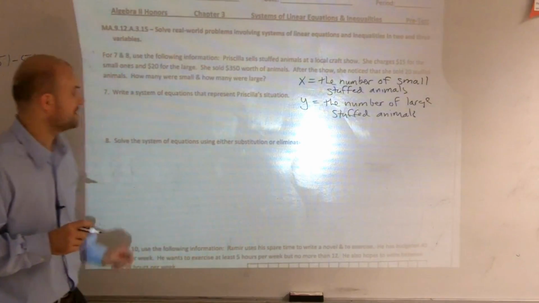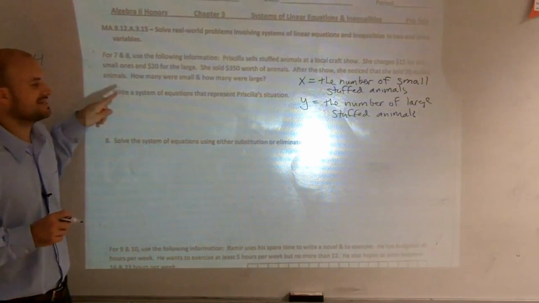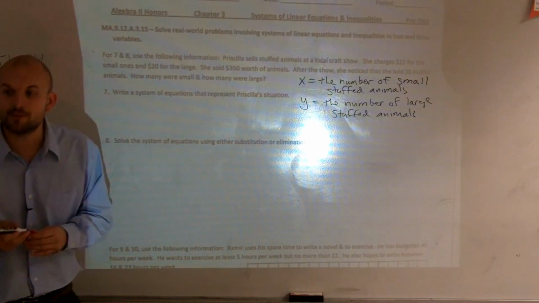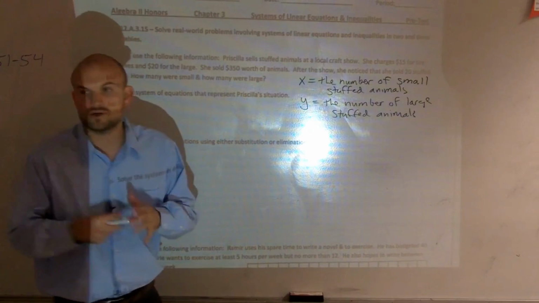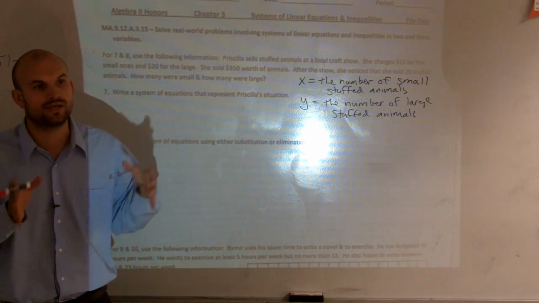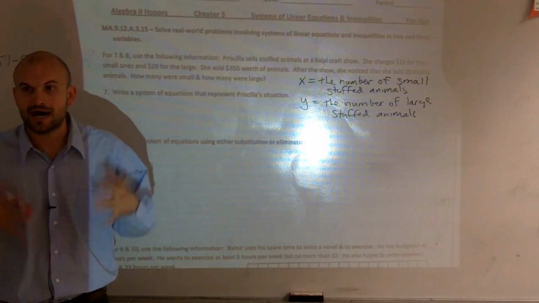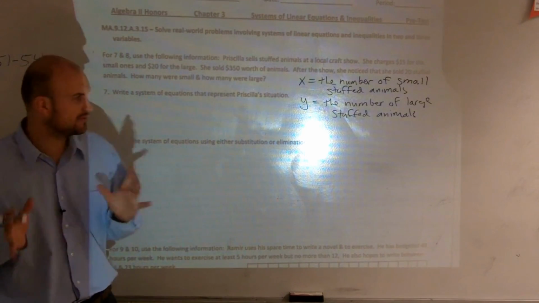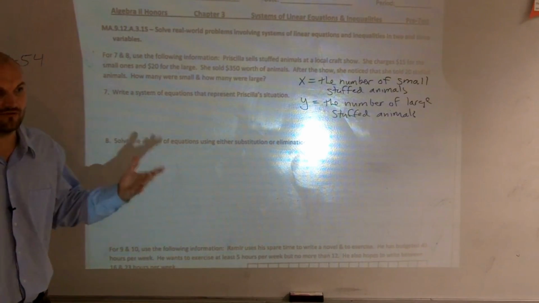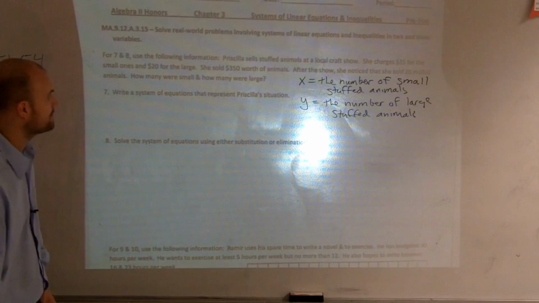The other thing that tells me I need more than one equation is it says write a system. If you remember, the definition of a system was when we were solving for 2 or more equations. So I need to create 2 or more equations. But before we even get to that, let's just see if we can figure out one. Let's not get carried away.